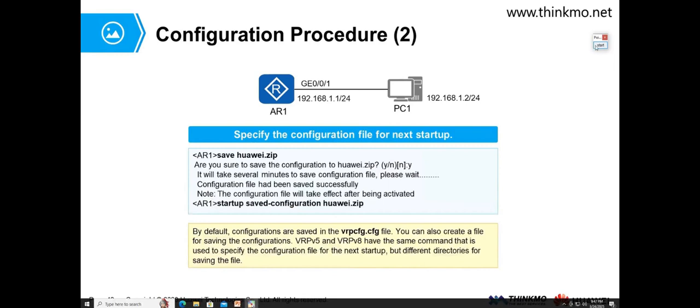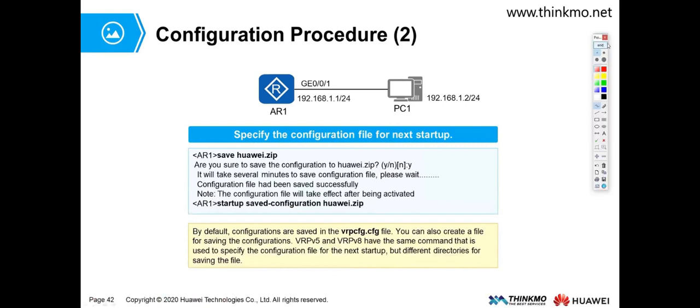Now, once the configuration is complete here, we need to save it. If we want to save it here, we use the save command followed by the name you want to save it as. Of course, you can also just press enter without typing the rest, and it will generate a default file name for you, depending on the situation. If we configure it here, it will ask us whether we want to save it to the configuration file named Huawei.zip. We can input yes or no based on the situation.